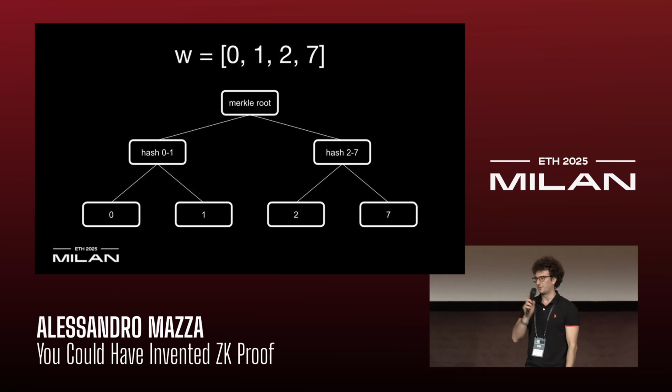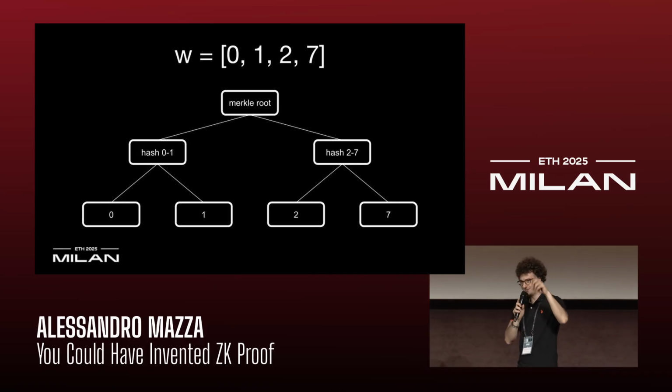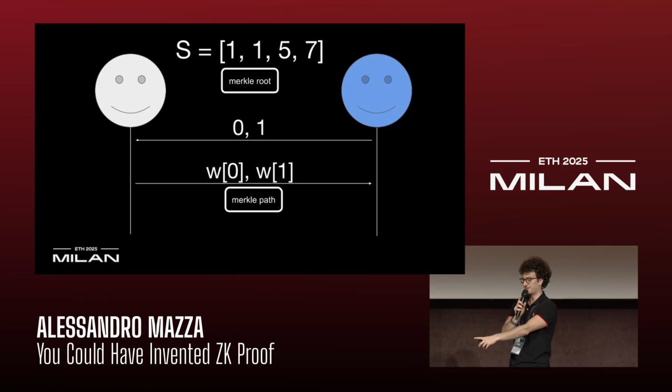And so now the protocol is the following one. Before the protocol even begins, the shared knowledge that both Paul and Veronica have is S, and the Merkle root, the commitment to all the elements of W. That's very important. Now it's the same protocol as before, but there's a difference. When Paul sends back W0 and W1, he also sends back the Merkle path. It is essentially the way that Veronica can verify that W0 and W1 are actually part of the commitment.